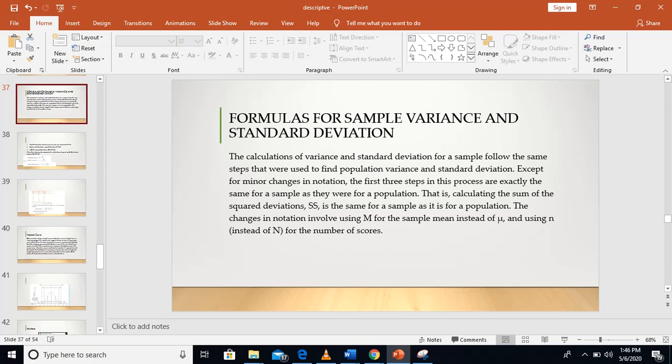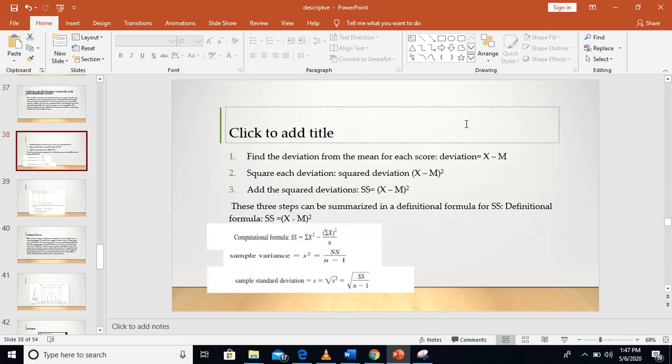The changes in notation involve using M for the sample mean instead of mu and using small n instead of capital N for the number of scores. Find the deviation from the mean for each score, X minus M. Square each deviation, X minus M squared. Add the squared deviations: SS is equal to the sum of X minus M squared.